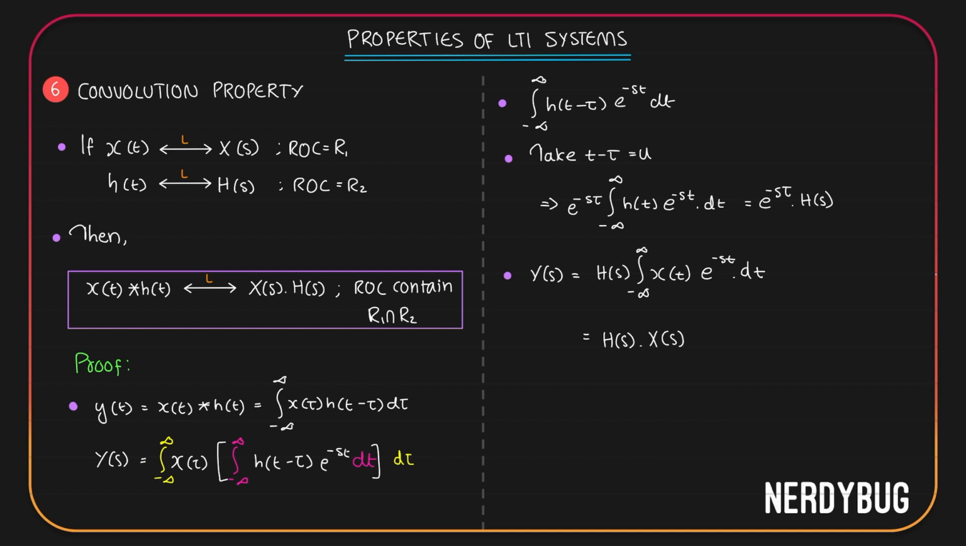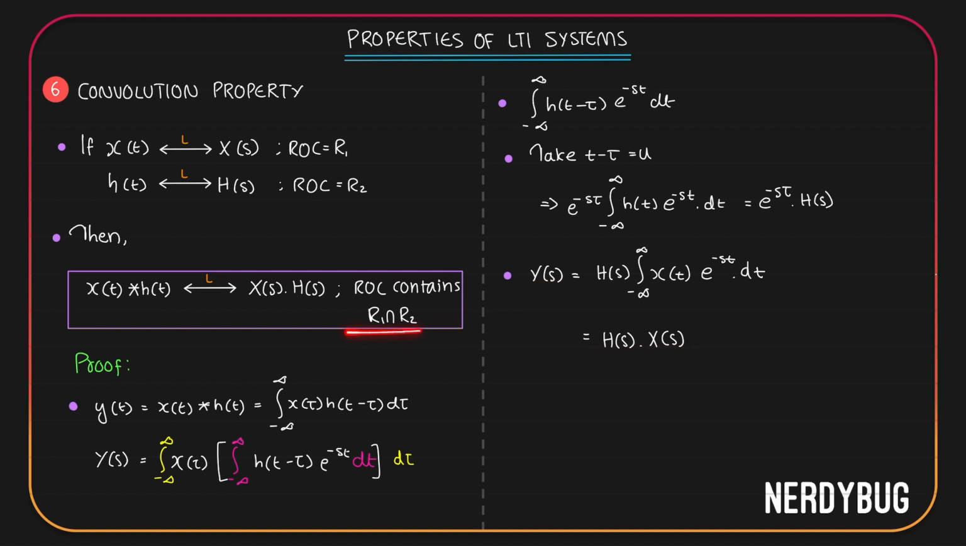We can actually connect this property to an LTI system. If x of t is the input, h of t is the impulse response, and y of t is the output, then we know y of t is the convolution of x of t and h of t in the time domain. In the S domain, Y of s is simply the product of H of s and X of s. Y of s is the Laplace transform of the output y of t. H of s is the Laplace transform of the impulse response h of t, which is also called the transfer function, and X of s is the Laplace transform of the input x of t.